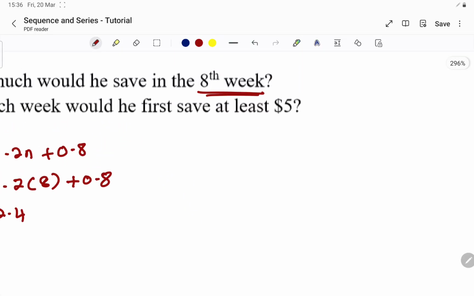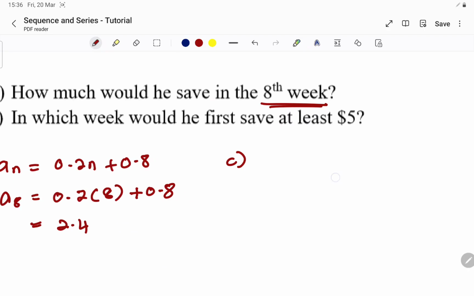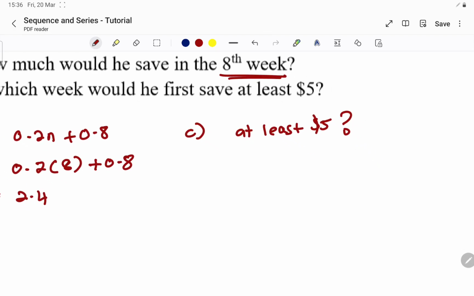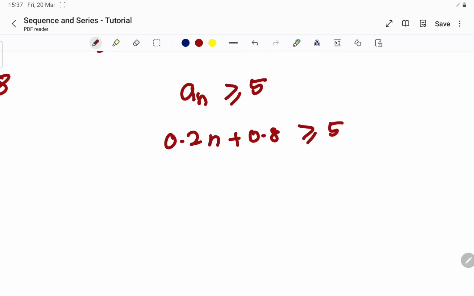Now for question C, they say in which week would he first save at least $5? Save at least $5 means AN is at least $5. We want to know what is the N here when we can save at least 5. AN greater or equal to 5. So we already have AN, which is 0.2N plus 0.8 greater or equal to 5, and you just have to find N.